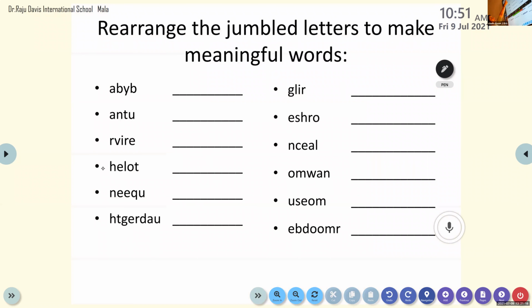Exercise B. Rearrange the jumbled letters to make meaningful words. This is exercise B, page 5. Are all of you ready? Yes, let's move on to these words. Here, the letters are jumbled up. What do we have to do? We have to rearrange the letters so as to make a meaningful word. Can we do this? I'll start with Ansel. Ansel, come on. Do the first word for me.